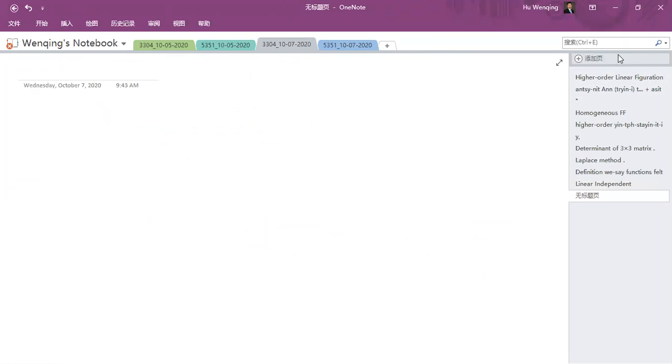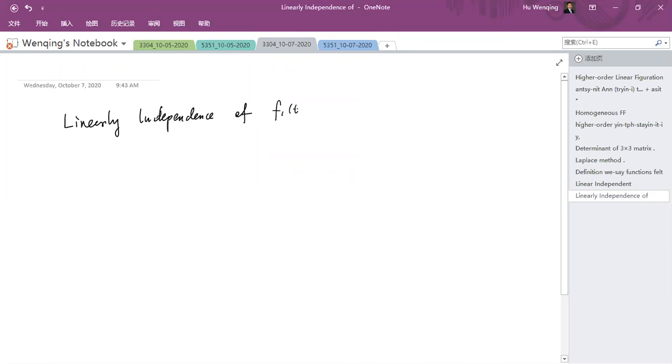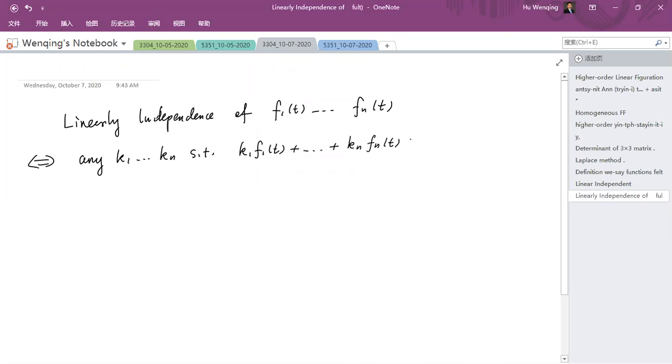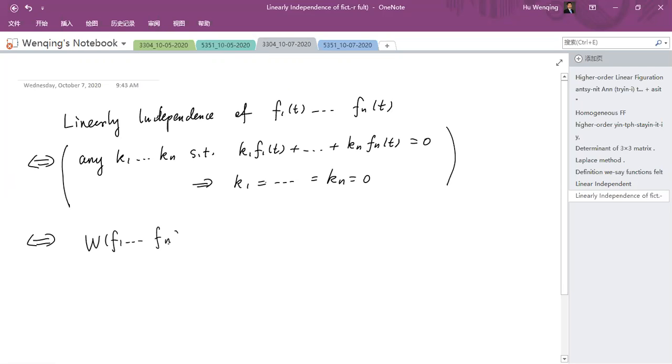Okay, so our observation is that linear independence of the functions f1(t) up to fn(t) is the same thing as saying that any k1 up to kn such that k1 f1(t) plus ... plus kn fn(t) is 0 implies that k1 is equal to kn is equal to 0. So that's the first conclusion, but it is also sufficient to say that the Wronskian of f1 up to fn, which is the determinant with rows f1 up to fn, through the (n minus 1)th derivatives of f1 up to fn, has to be non-zero. So those are the two equivalent formulations.